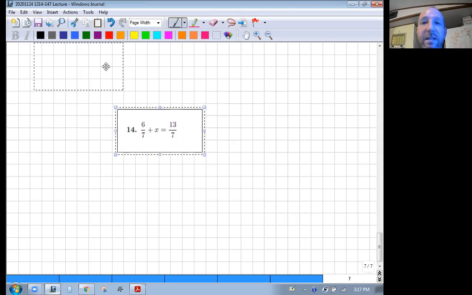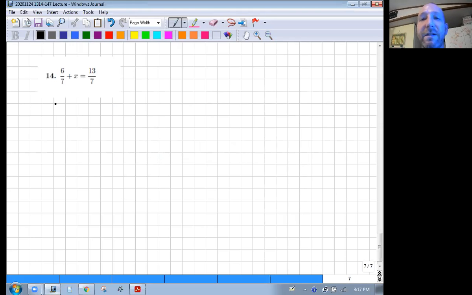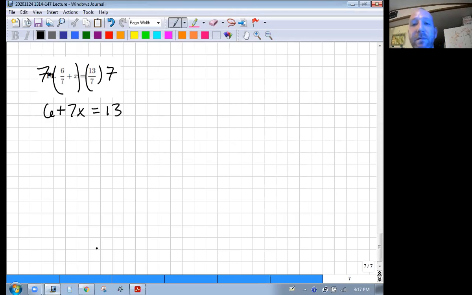You got something like this. Fractions suck, so the first thing I do is multiply both sides by 7. And that gives us 6 plus 7x equals 13. Subtracting 6 from both sides, 7x equals 7, so x is 1.